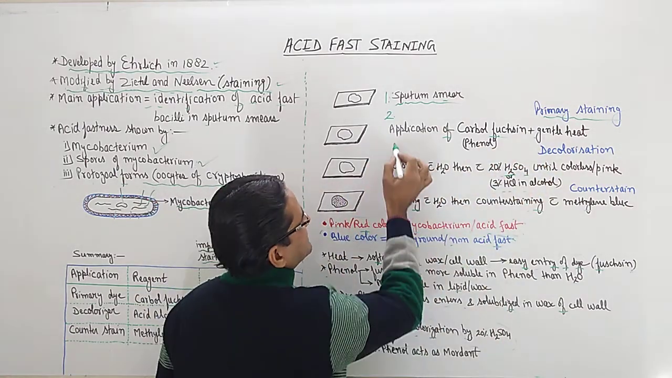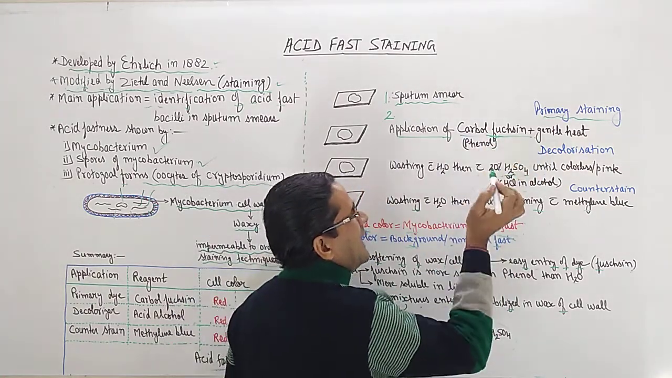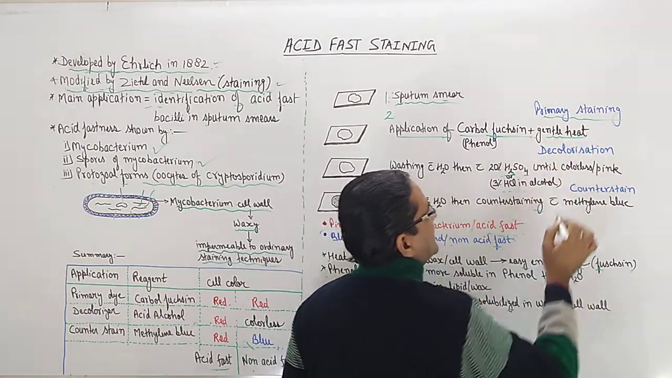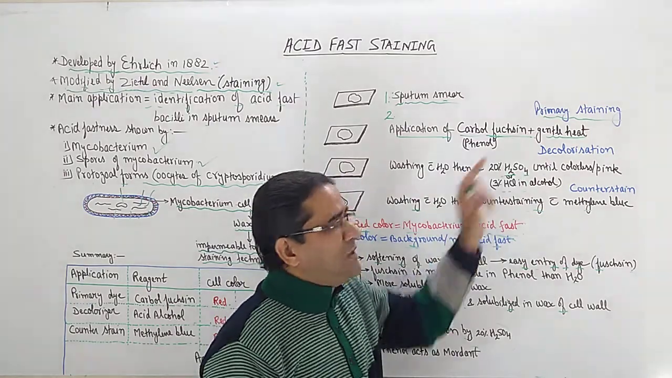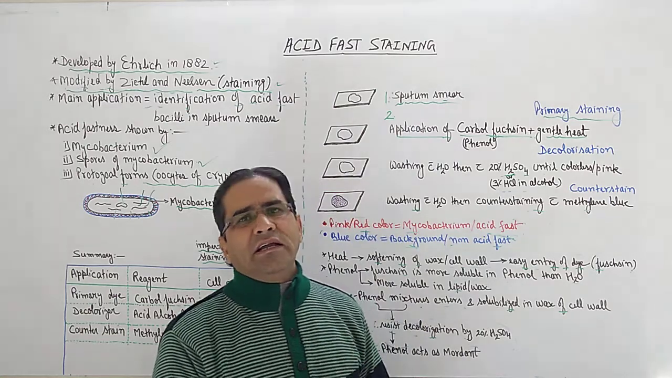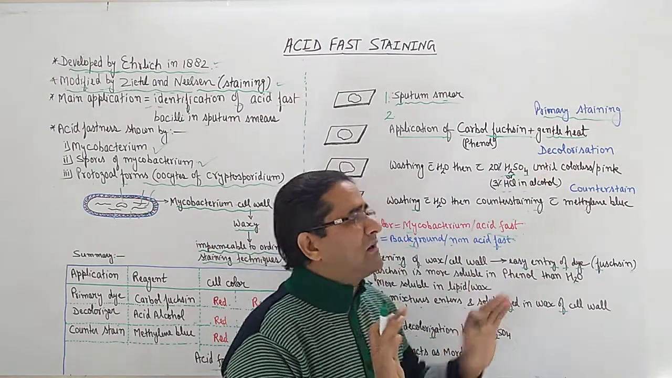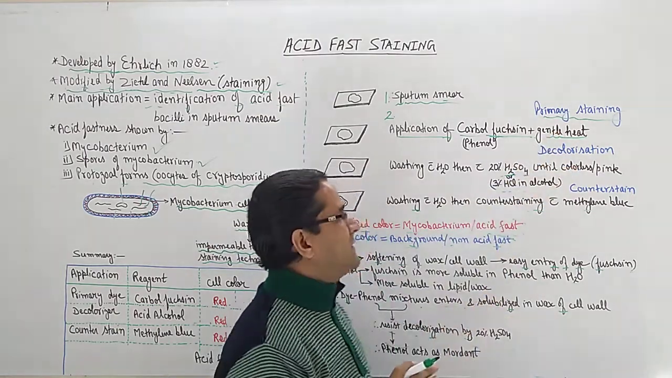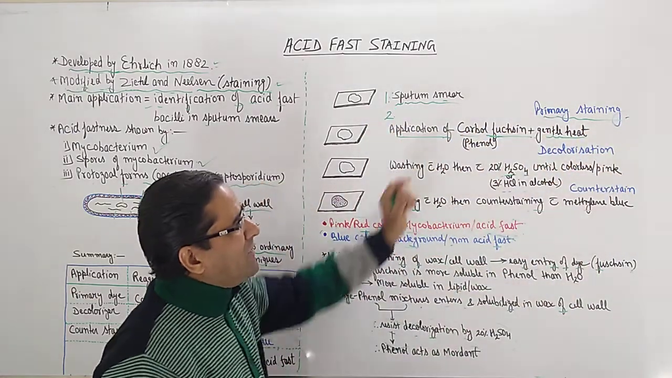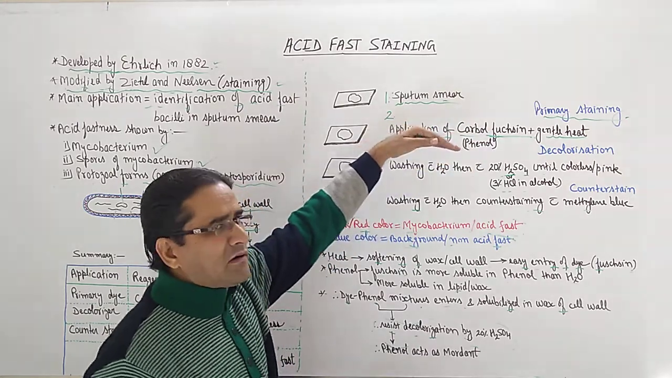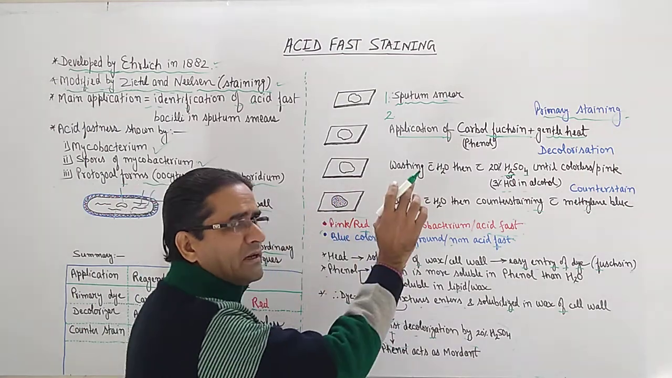What we do in this step is we apply carbol fuchsin, along with gentle heat. This heat should not be intense. It should be gentle and intermittent heating. Direct heating is not there, continuous heat is not there. It is gentle and intermittent heating. Now, after this preparation, we are applying the dye, and it is kept for a fixed duration of time so that the primary staining is complete.